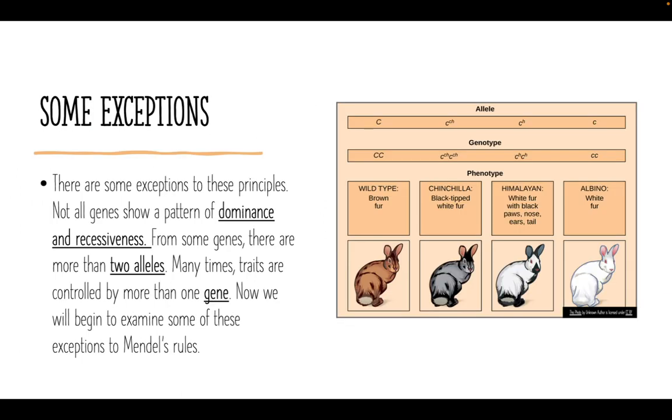But there are some exceptions. There's some exceptions to this principle, as not all genes will show a pattern of dominance and recessiveness, which is very annoying. For some genes, there are more than two alleles, so many times traits are controlled by more than one gene, and we're going to discuss some of these weird exceptions.